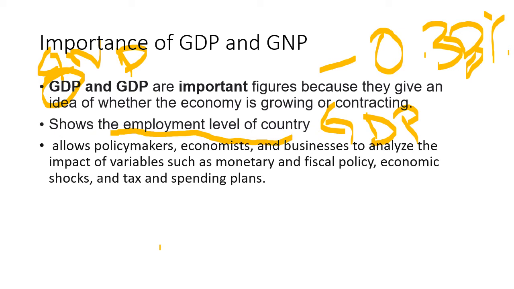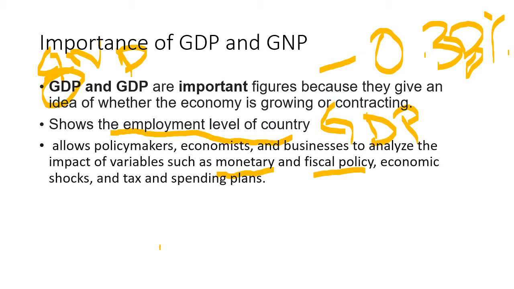These two indicators, GDP and GNP, allow policymakers, economists, and businessmen to analyze the impact of variables such as monetary and fiscal policy, economic shocks, and tax and spending plans. Both private and government policymakers use these two indicators to make their policies and business plans. Especially the government uses these two indicators to make monetary and fiscal policies.